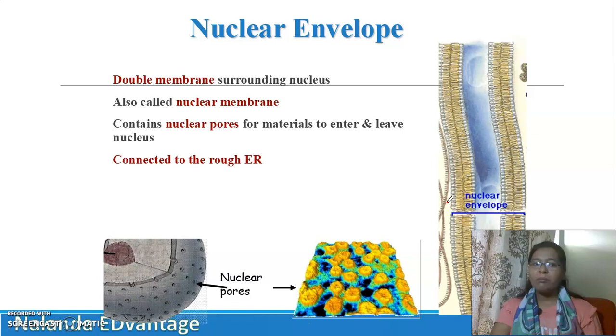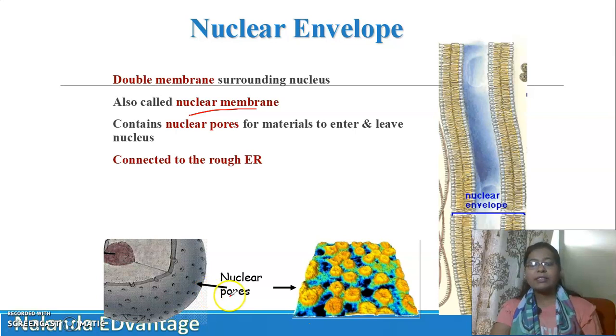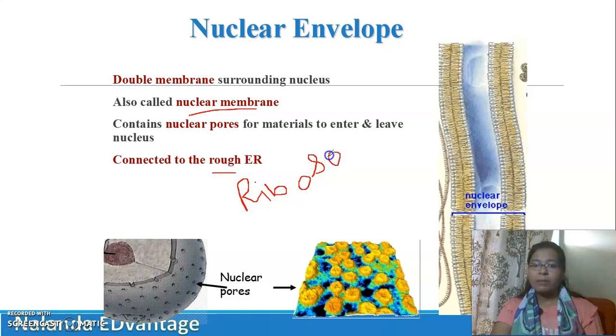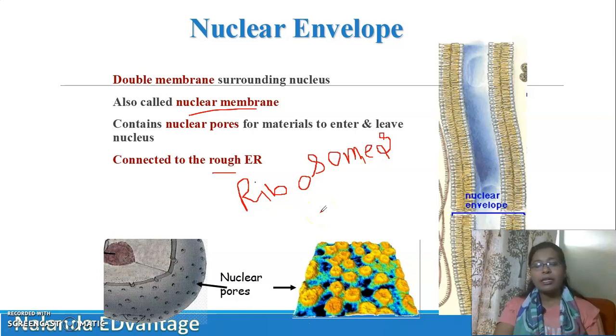The nuclear envelope is a double membrane which surrounds the nucleus. It is also called the nuclear membrane. It contains nuclear pores, as I just told you, so that things can move in and out. And it is connected to the rough endoplasmic reticulum. It is known as rough because it contains ribosomes attached to it. What are ribosomes? Ribosomes are the machinery which helps in building up proteins. We'll learn about them in our next slides.